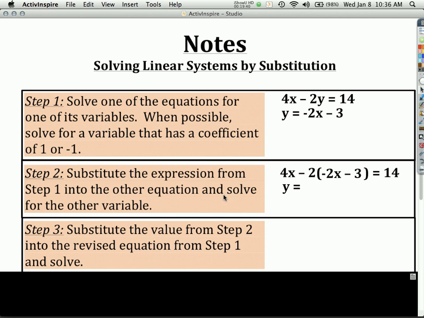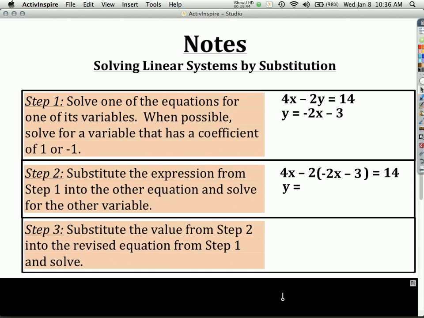That's what it says, solve for the other variable. We solve for x. Step 3, now we substitute the value that we found here back into the other equation to find the y value. Once we have the x and y values, we just found the point of intersection without having to draw the graph.